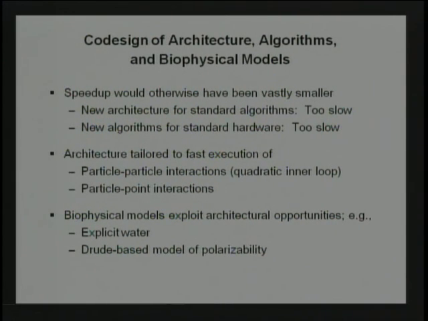If we figured out a new architecture for the standard algorithm, that would be too slow. If we figured out new algorithms for standard hardware, that would also be too slow. But in both directions, it would be too slow. What you really had to do is find an architecture and an algorithm that fit with each other. So the Anton architecture is based on that and a bunch of other stuff. Most of the hard work came much later.